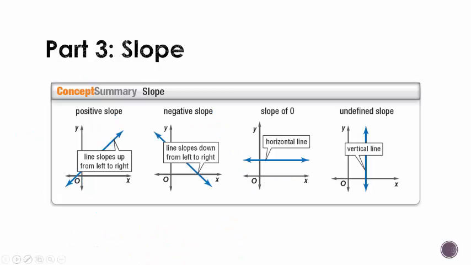So you should know what these pictures represent. If something has a positive slope, that means when you read it from left to right, it goes up. Negative slope is exactly the opposite. As you read it from left to right, it goes down. Every horizontal line has a slope of 0, and every vertical line has an undefined slope. Here you will find 0 on top of a number when you do the slope formula, and here you will find 0 on the bottom. And remember, that is not allowed.